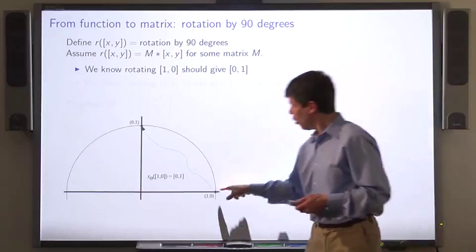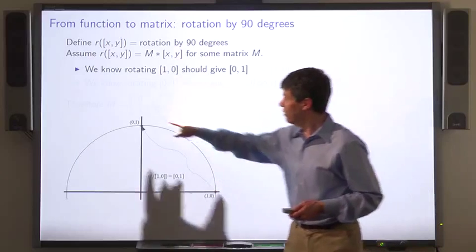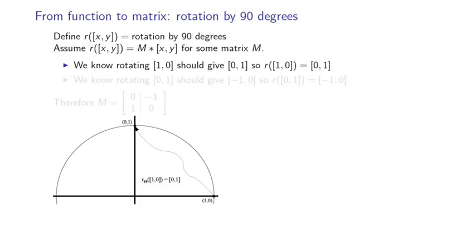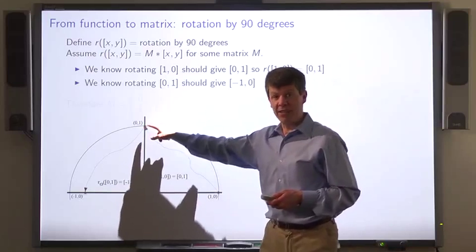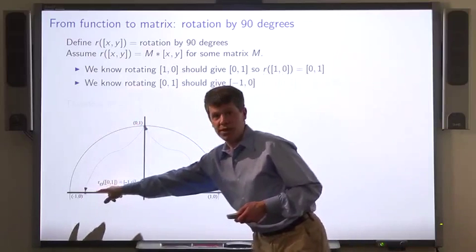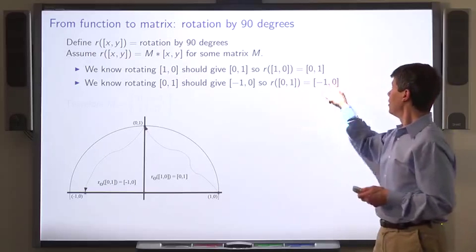Now we know that rotating the standard generator 1, 0 by 90 degrees gives us 0, 1. So the function should map the first standard generator 1, 0 to 0, 1. And we know that rotating the second standard generator 0, 1 by 90 degrees should give us minus 1, 0. So the function should map 0, 1 to minus 1, 0.